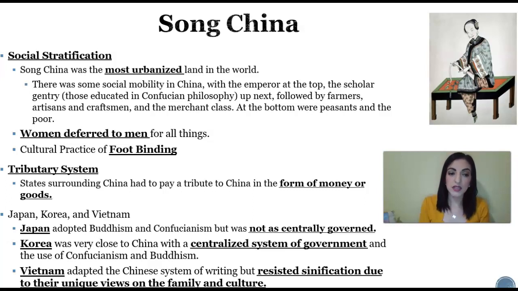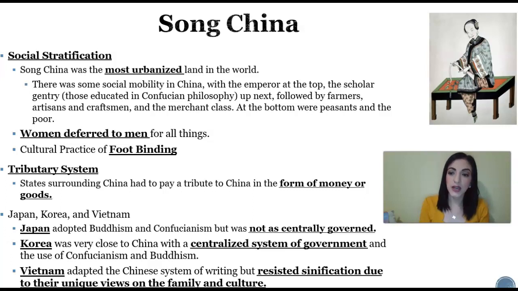Like I mentioned previously, Japan, Korea, and Vietnam, there are several influencing factors that popped up from China in these countries. So you have Japan that adopted Buddhism and Confucianism. However, Japan was not as centrally governed. That is because at the time, Japan probably was overrun by a bunch of warlords. So they didn't have a very centralized or a very strong political atmosphere.